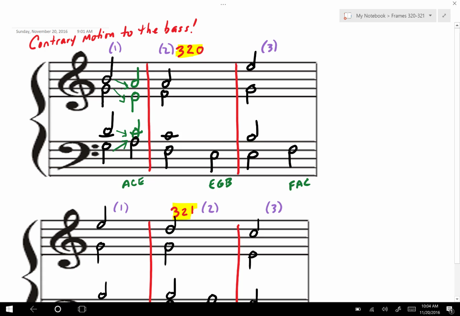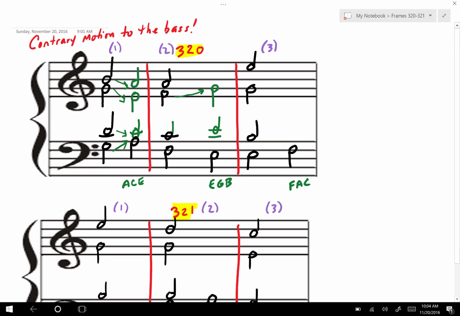For the next example, we have E, G, B. So the bass is moving down, so tenors would need to move up. They're on a C, and now we can move them up to an E, which would take care of the fifth. The altos need to move up from an F up to a G. That takes care of the third.